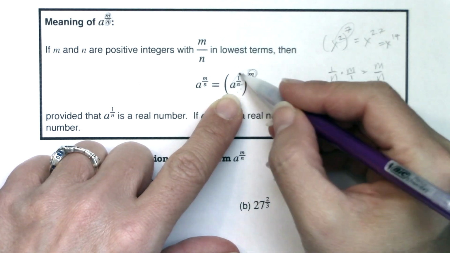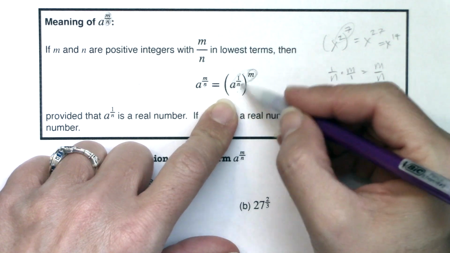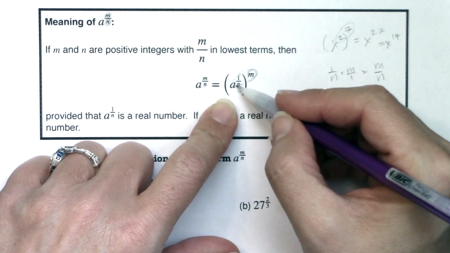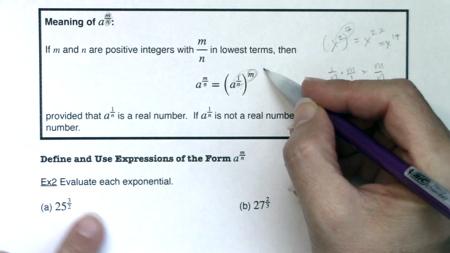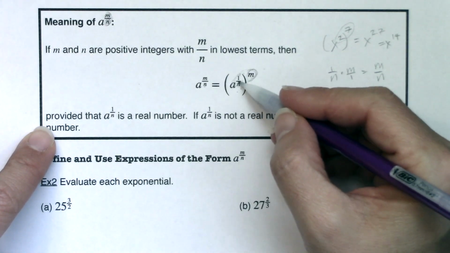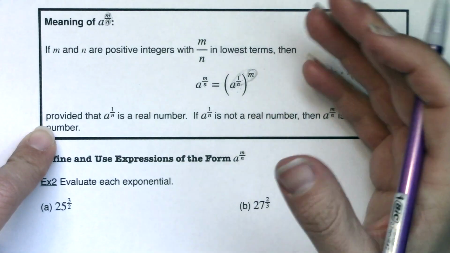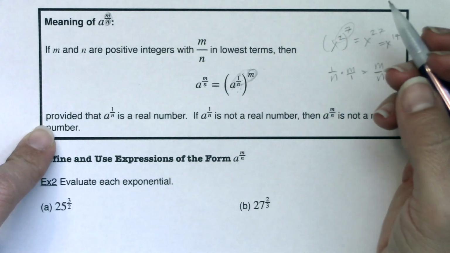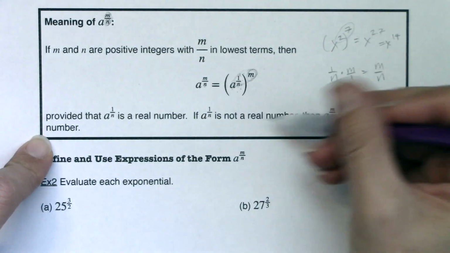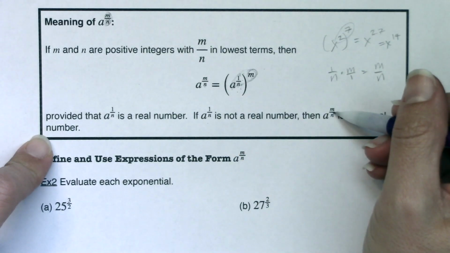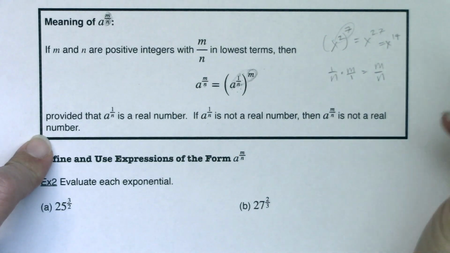But let's handle the a to the 1 over n like we did in example 1, simplify that. And then whatever we get there, great, we'll raise that to the m power, right? And that's, again, pending that a to the 1 over n is a real number. We saw in example 1, you can't take even roots of negative numbers. And if a to the 1 over n was not a real number, then a to the m over n is also not a real number.